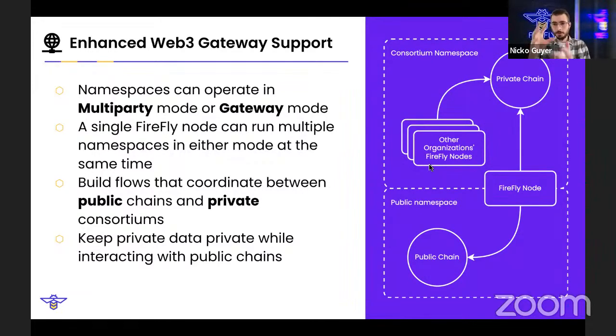So, over here on this very high level sketch, we have this idea of one FireFly node that has two different namespaces configured. My FireFly node could both be in a consortium namespace talking to a private blockchain, and other organizations could have their FireFly nodes talking to the same chain. Meanwhile, my FireFly node could also be configured in another namespace to talk to a public chain, and I could perform token transfers or exchange value on public blockchains that way as well. So really great new gateway enhanced support here.